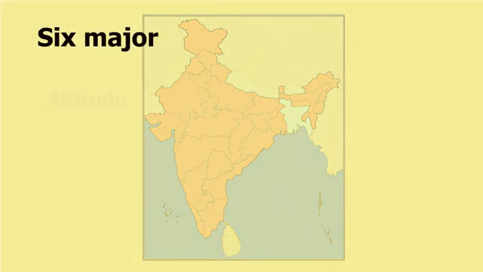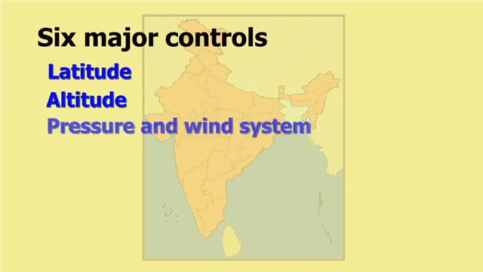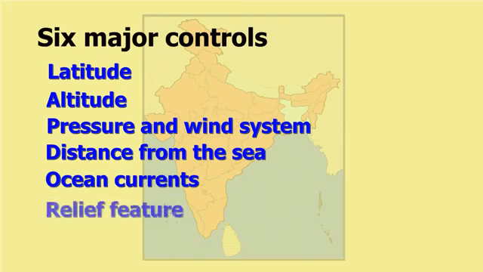There are 6 major controls of the climate of any place, and they are latitude, altitude, pressure and wind system, distance from the sea, ocean currents, and relief features.